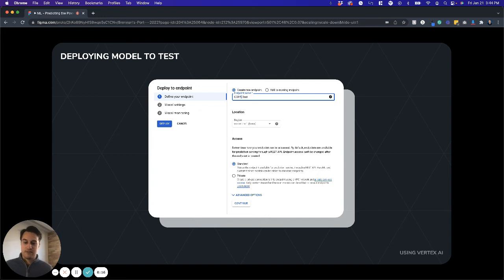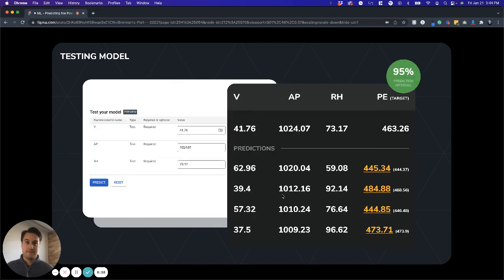Vertex, again, makes this super easy. After I named the endpoint, I entered the model settings like the traffic split, compute nodes, and machine type, and just simply hit deploy. Very simple. So about 10 minutes later, the model was ready to go for a spin, right?